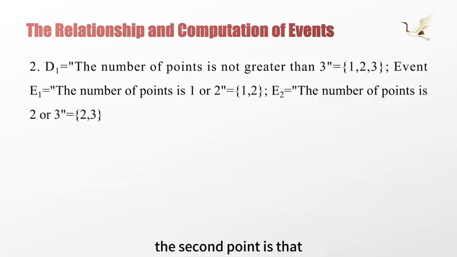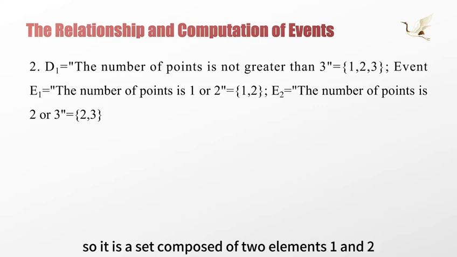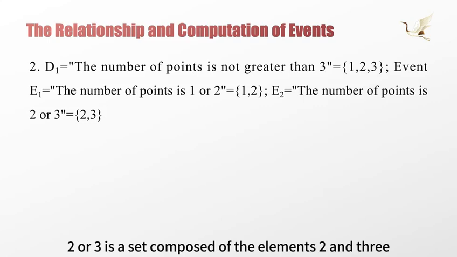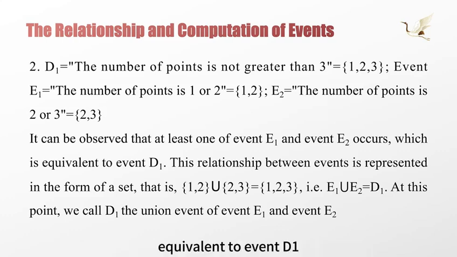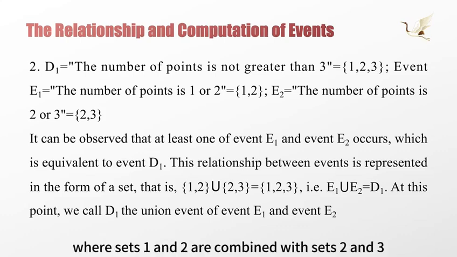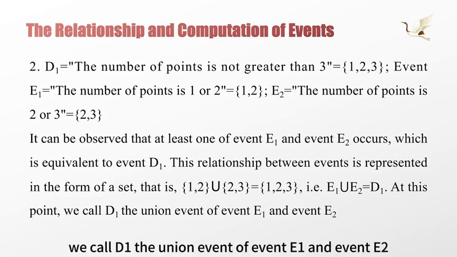The second point is that D1 is a set consisting of 3 elements, 1, 2, and 3, with no more than 3 points. The event E1 is equal to the number of points 1 or 2, so it is a set composed of 2 elements, 1 and 2. E2 is equal to the number of points 2 or 3, a set composed of the elements 2 and 3. It can be observed that at least one of events E1 and E2 occurring is equivalent to event D1. The relationship between events can be represented in the form of a set, where set {1, 2} is combined with set {2, 3}, resulting in set {1, 2, 3}. That is, the union of E1 and E2 equals D1. In this case, we call D1 the union event of event E1 and event E2.